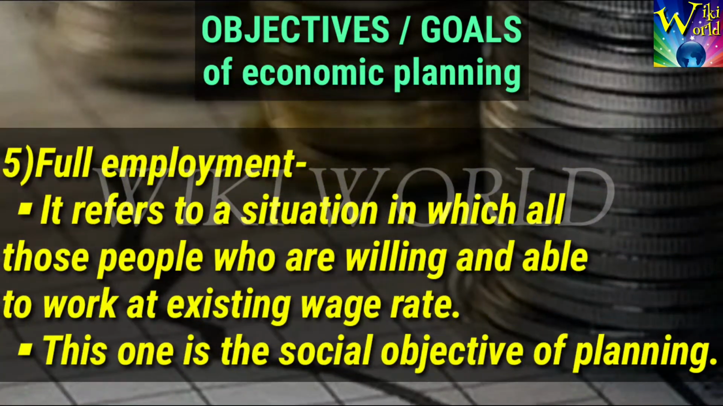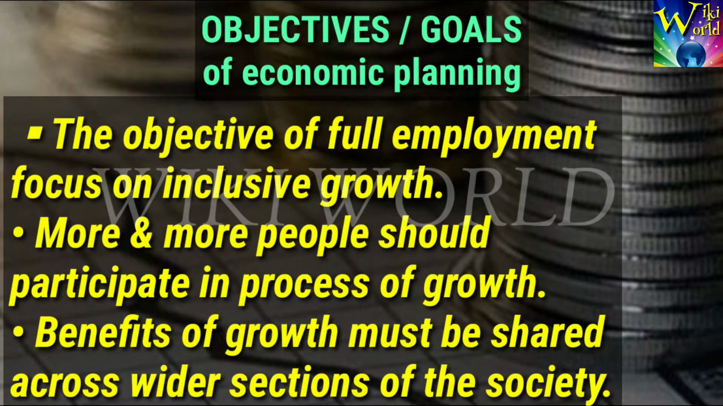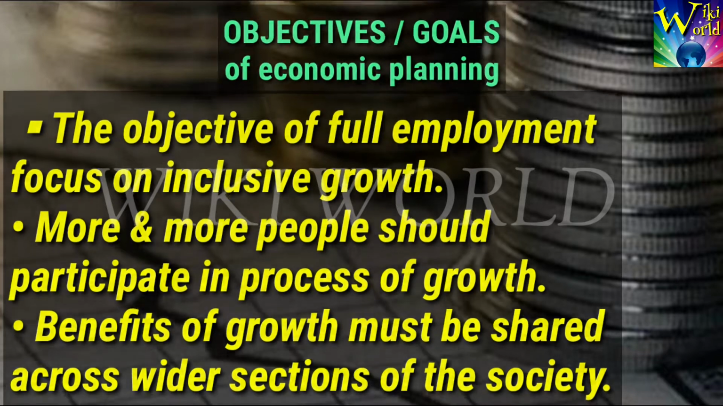The fifth and the last, which is an extra one, is full employment. It refers to a situation in which all those people who are willing and able to work at the existing wage rate can find work. This one is the social objective of planning. The objective of full employment focuses on inclusive growth. More and more people should participate in the process of growth. Benefits of growth must be shared across wider sections of the society.